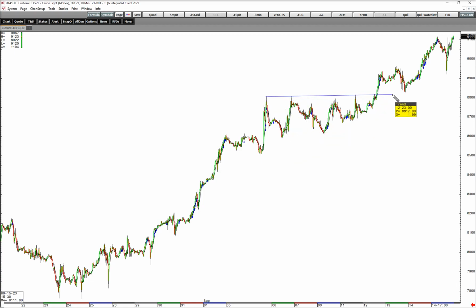Let's do that right there, and from here to here. And basically here you had a little trap fail, didn't close above. And then here you had a little test above, push down. And it wasn't until the morning of the 12th that it started to break out in earnest.